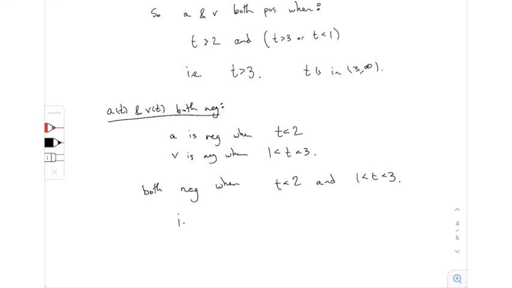I.e., can I simplify that into something more simple than that? What do you think? t is less than 2 and also between 1 and 3?